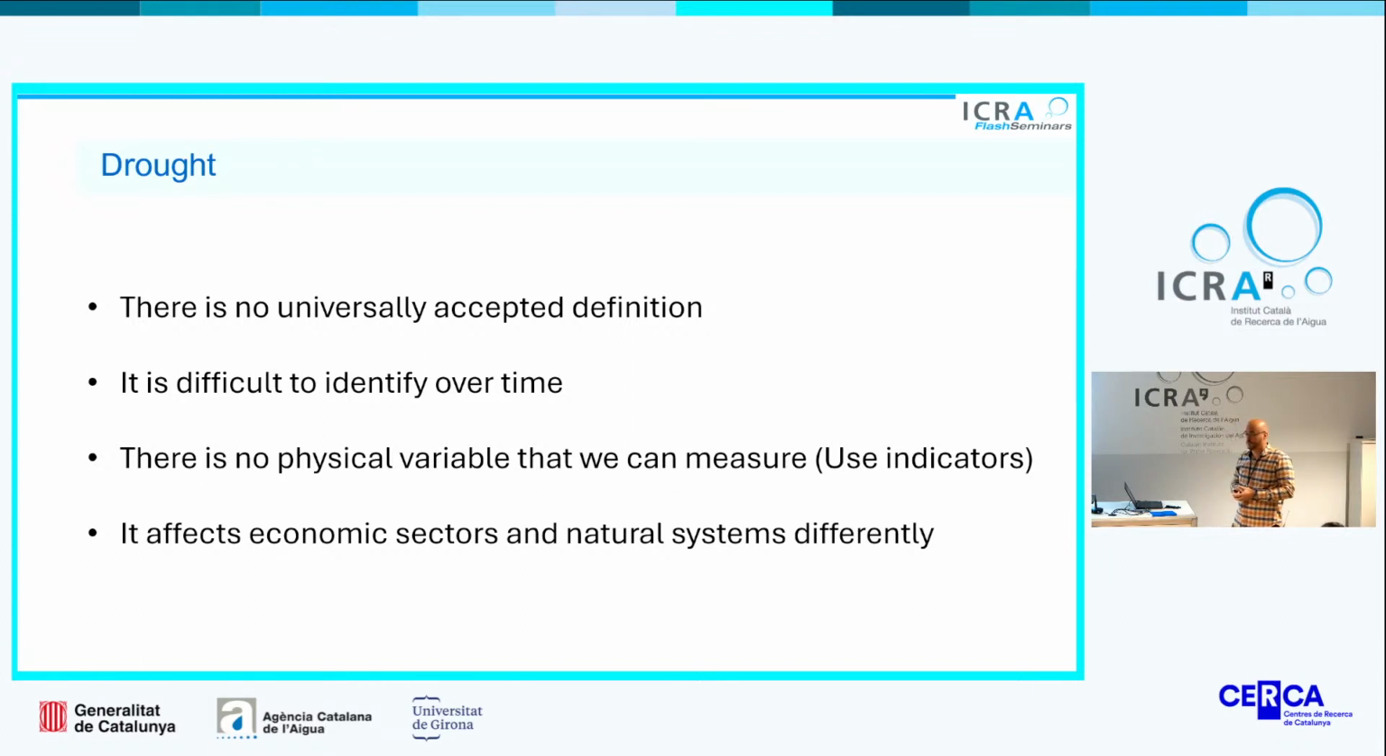There's no physical variable that we can measure. There's no drought sensor, unlike temperature or rainfall. So we have to infer droughts indirectly through indicators such as stream flows or groundwater levels, etc. Also, it affects economic sectors and natural systems differently. This is all related to water demand, where some economic sectors demand more water than others. Natural biomes, such as deserts, require far less water than tropical biomes, etc. So we can already see the complexity of droughts and how different aspects overlap. However, there's an underlying thread through all of this, and that's water demand in different areas. And if we understand that, we're able to identify drought easier.